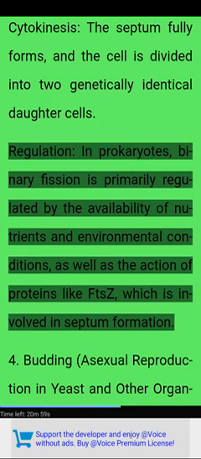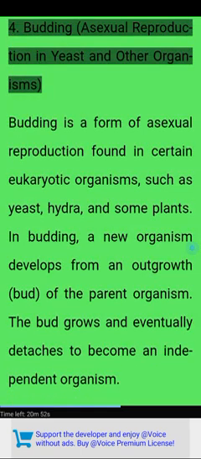Regulation. In prokaryotes, binary fission is primarily regulated by the availability of nutrients and environmental conditions, as well as the action of proteins like FtsZ, which is involved in septum formation. 4. Budding. Asexual reproduction in yeast and other organisms.